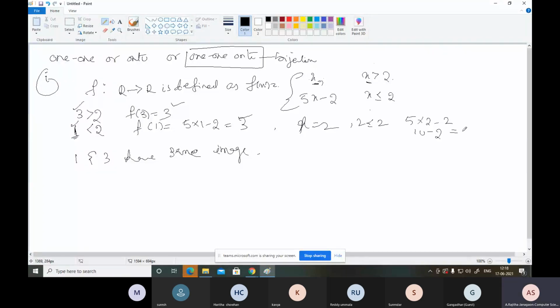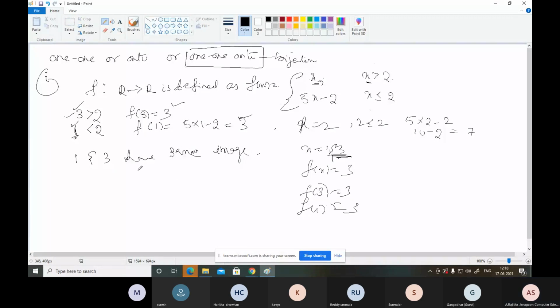Here, this is 7. In some cases different images are there, and in some cases the same images are there. Suppose you choose x equal to 1 and 3. Both of these two have the same images. That means f of 3 equals f of 1. That's why that is A.